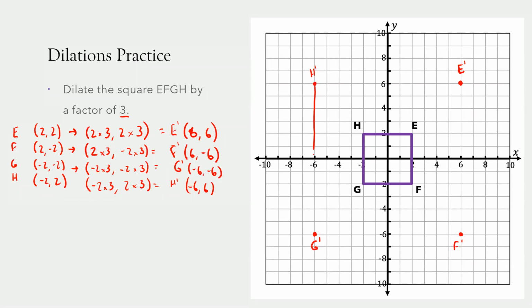And if we connect all of these with incredibly straight, beautifully drawn lines, we'll get a giant square that is 3 times as big as our original.